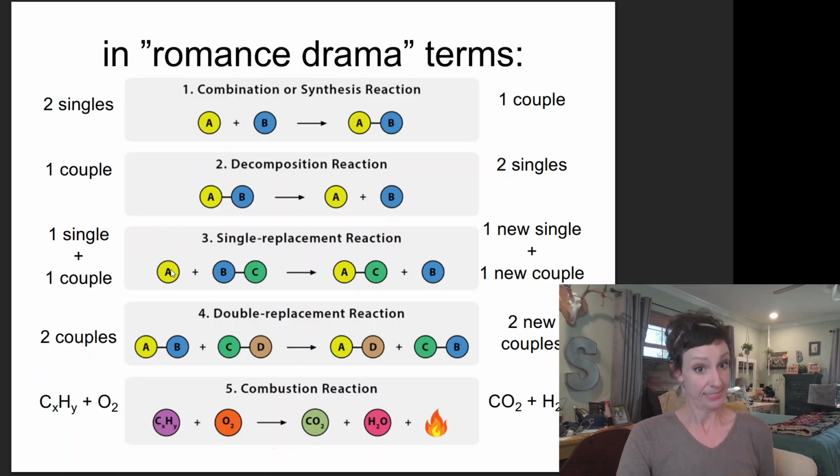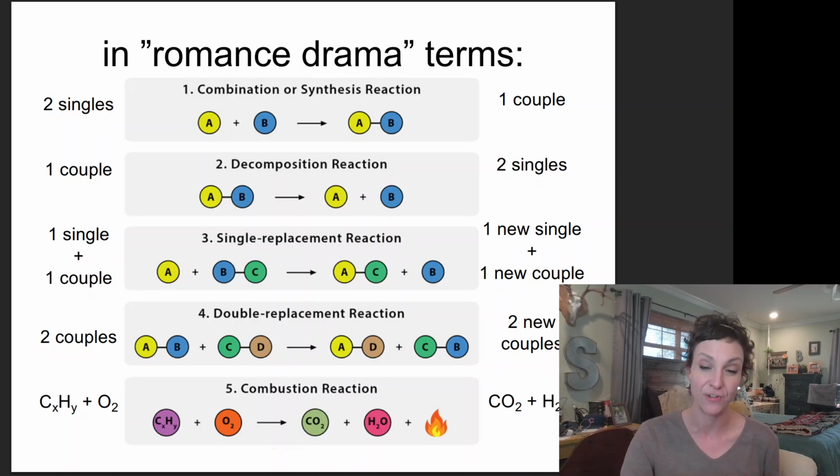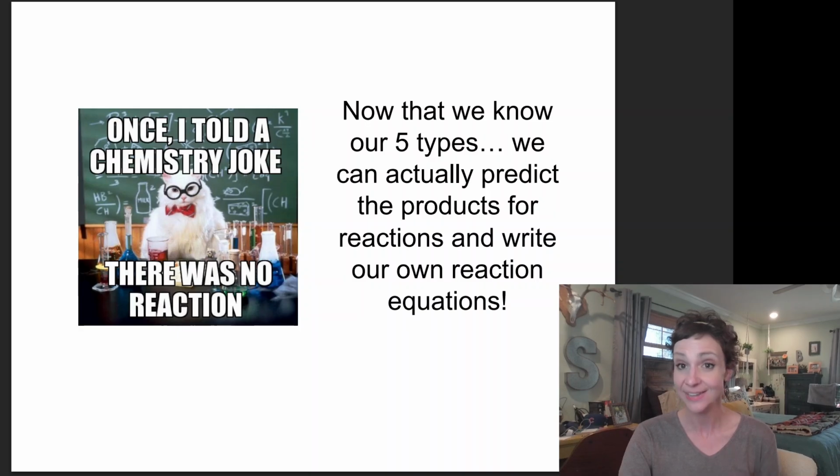If you have a single person and a couple, that's going to set you up for a single replacement reaction. If you got 2 couples, that's your double replacement reaction. And then if you see specifically a hydrocarbon and an oxygen, you know you're going to combust that thing and write CO2 and water as your products. Okay, so it is all just looking at what players I have given you as reactants to predict what type of reaction they're going to be in. Okay, so we know our 5 types. We are super excited. We will be able to predict the products for reactions and write our own reaction equations.